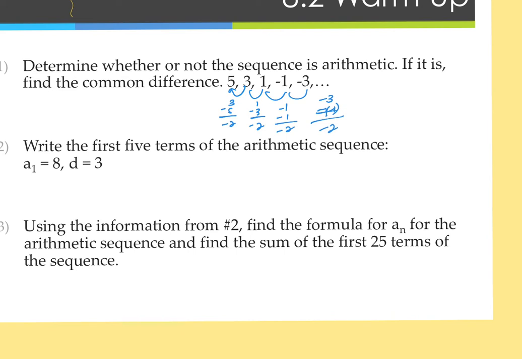Because they are all the same number, it is arithmetic. And d is negative 2. So again, the sign on that is important. If it's going up, it should be positive. If it's going down, it should be negative.